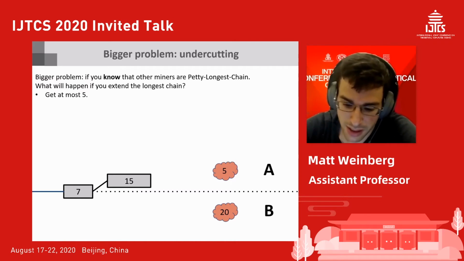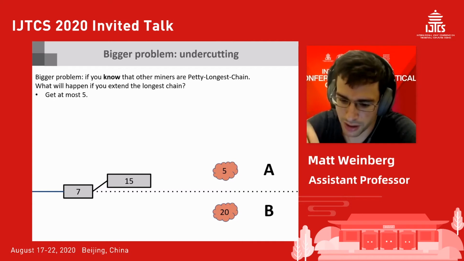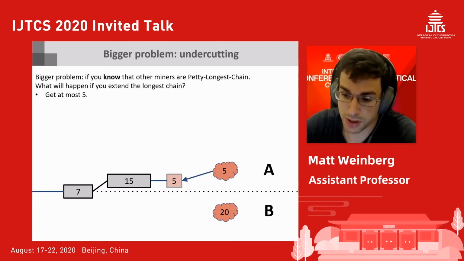So here, let's say that now there is a unique longest chain. There's just the 7 block and the 15 block. And then what you're supposed to do, if you mine on the longest chain, even with petty tie-breaking, is mine on top of the 15, and you're supposed to get a payoff of 5.